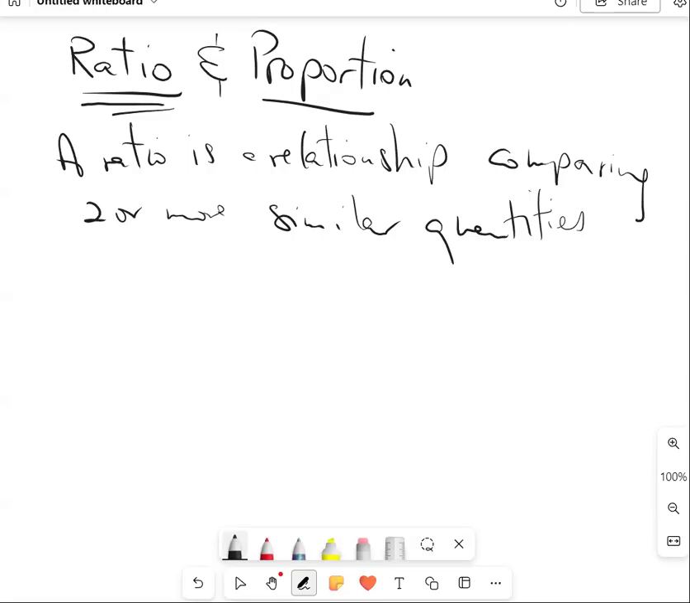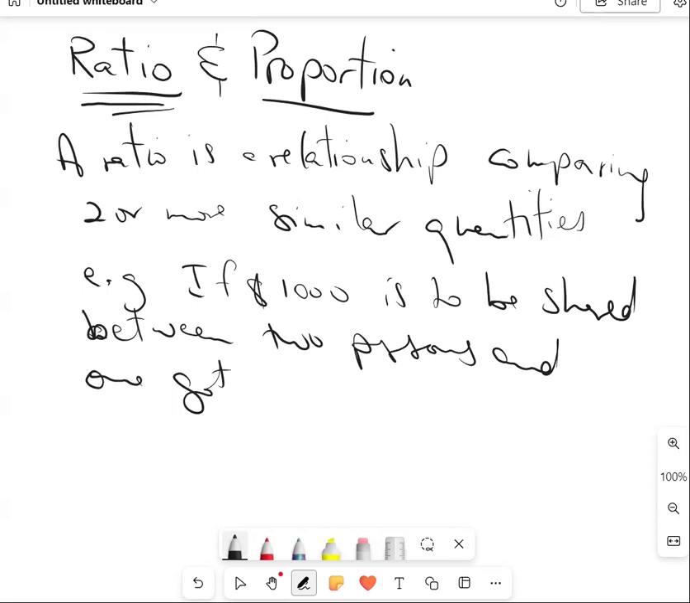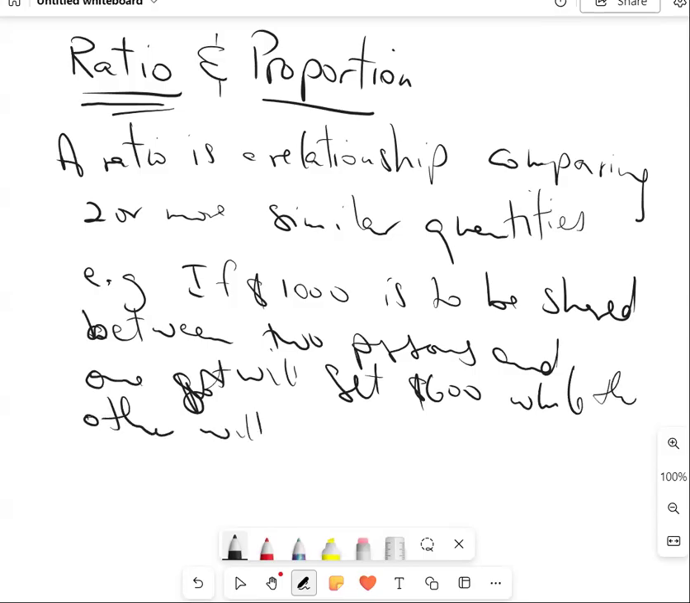Let's just say as an example, right? So if $1,000 is to be shared, let me start with just two people, and one will get, let me say, $600, while the other will get $400. Right?